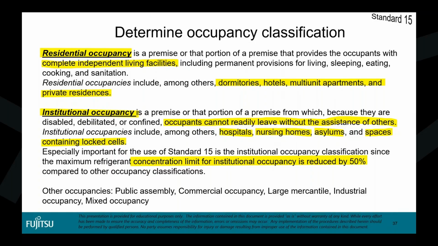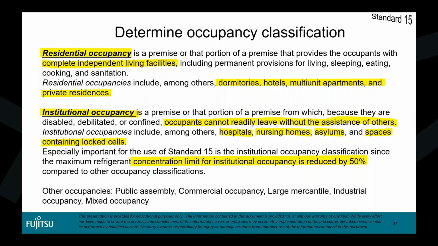Important here is that if there is an institutional occupancy, all the limits have to be 50% of what they are for other occupancies. So it's much stricter with institutional occupancy. I listed below there the other occupancies. They have public, commercial, large mercantile, industrial, and mixed occupancy. For the purpose of this presentation, we're going to ignore those, but when it comes to the maximum refrigerant charge, if it's institutional, it's going to be 50% of the numbers.